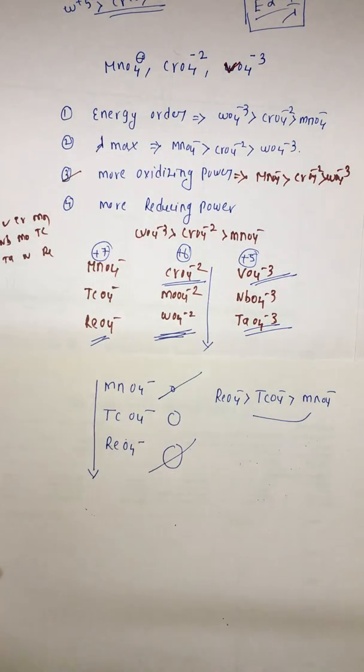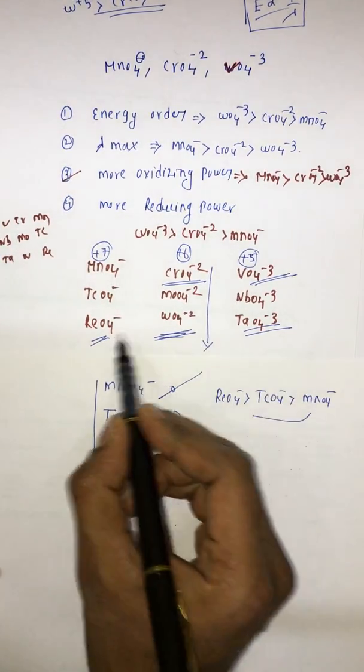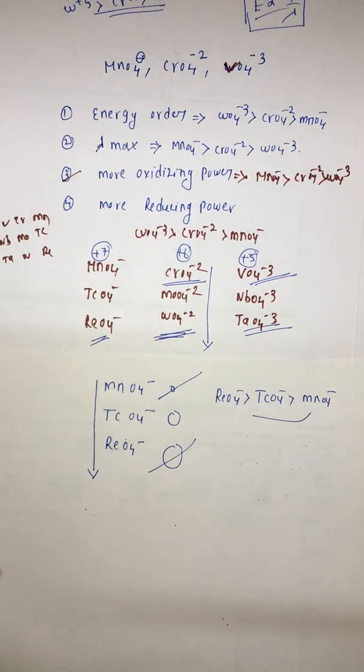So in charge transfer spectra, they may give a complex and ask whether it shows LMCT or MLCT, or they may ask this kind of question. So this is about the charge transfer spectra. Definitely one question comes from this topic. I hope you understood. Thank you.